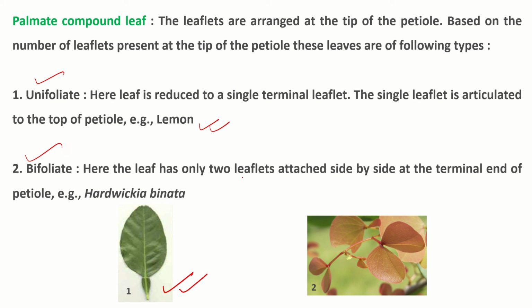Here the leaf has only two leaflets. Over here single leaflet, single terminal leaflet. Over here two leaflets, attached side by side at the terminal end of the petiole. This is the petiole. Look at this very carefully. This is the petiole like this. And at the terminal end of the petiole, side by side, you will have two leaves like this.